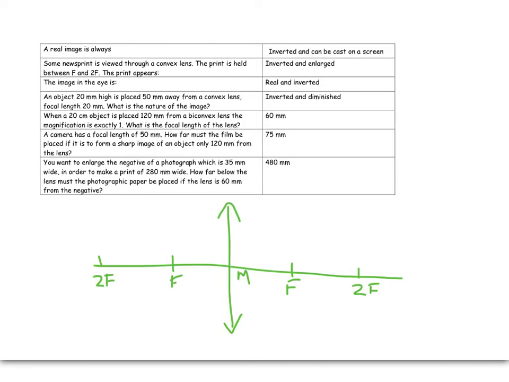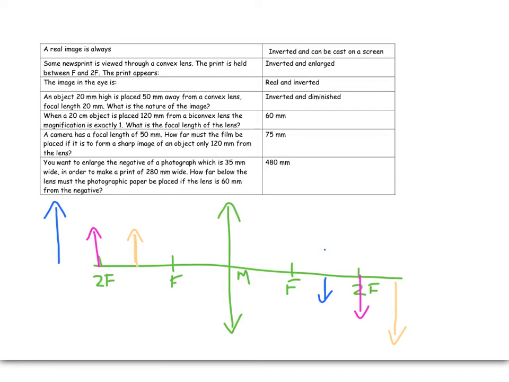If I put my object at 2F, I get a real inverted image that is the same size at 2F. If I put my object beyond 2F, I get a diminished image between F and 2F on the other side of the lens. If I put my object between 2F and F on this side of the lens, I'm going to get an enlarged image beyond 2F. So those are all real images.